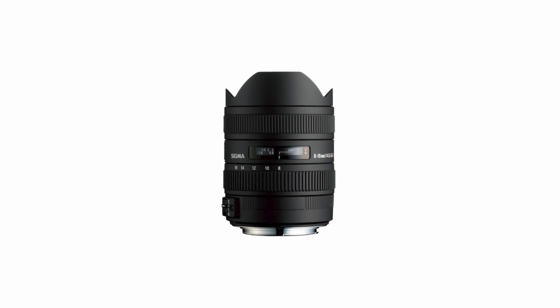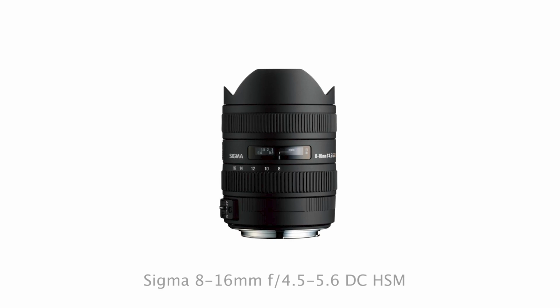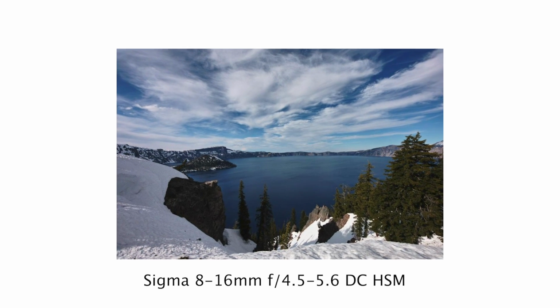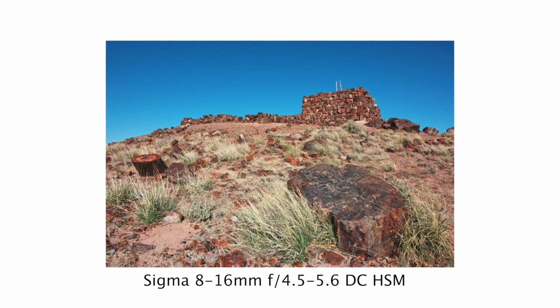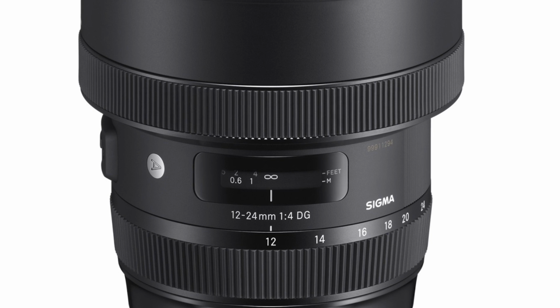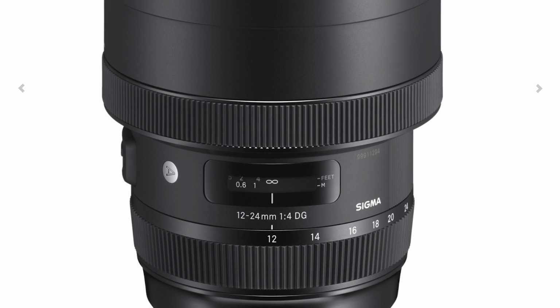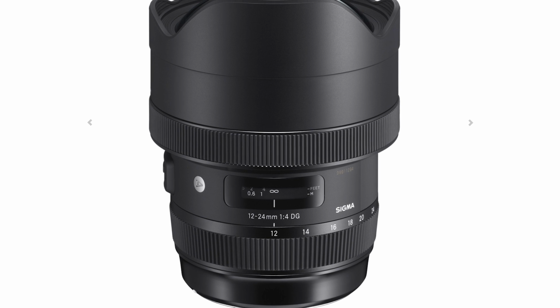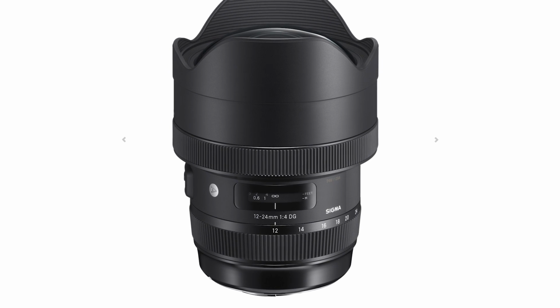Now, if you crave something super wide, the Sigma 8 to 16 millimeter lens is a super wide lens that you can get for Canon, Nikon, Pentax or Sony cameras. A little bit more money at $699, but a really cool lens. And if you've got a bit more money in the bank, the Sigma Art 12 to 24 millimeter lens is awesome. They make one for Canon or Nikon. It's around about $1,600 US.